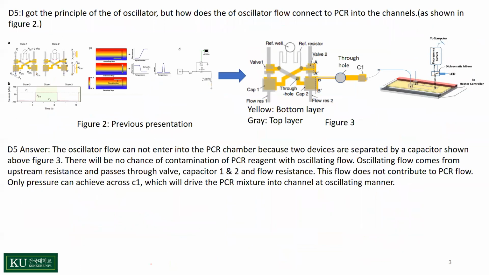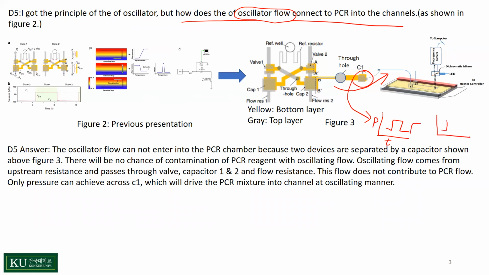Next question is, how does the oscillator flow connect to the PCR chamber? So it's also almost the same question. How does the oscillator flow connect to the PCR channel? So as I mentioned in the last answer, the oscillator flow cannot pass through this direction. It will only transfer pressure at this capacitor. So the left side pressure of the oscillator is like this. So the right side pressure is also almost the same like this.